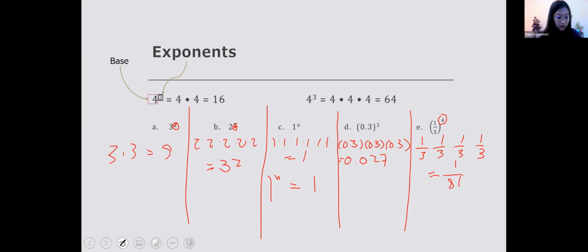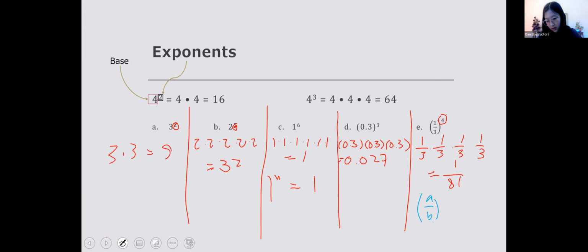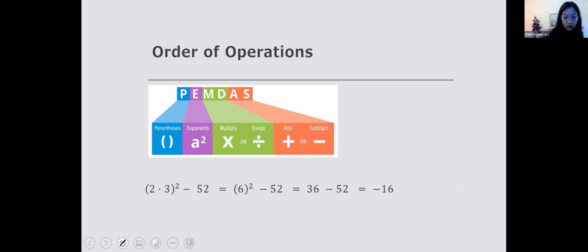So now the thing for these is, when you have a fraction raised to an exponent, for example, you have a over b to the nth, this is essentially equal to a to the nth power over b to the nth power. You are distributing the exponent to both the numerator and the denominator. So this is the exponent slide. And on to the next slide.